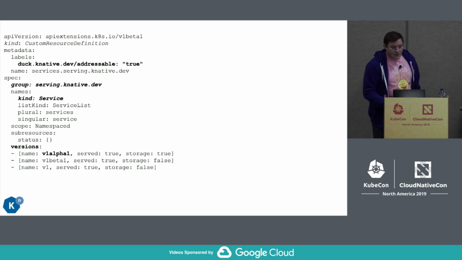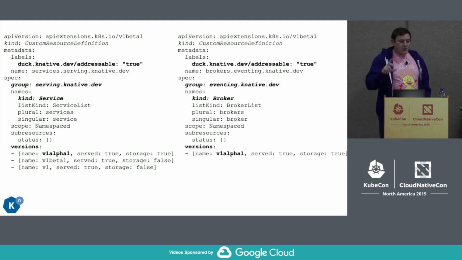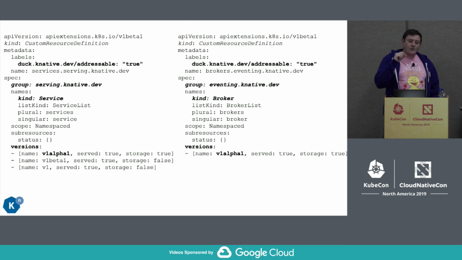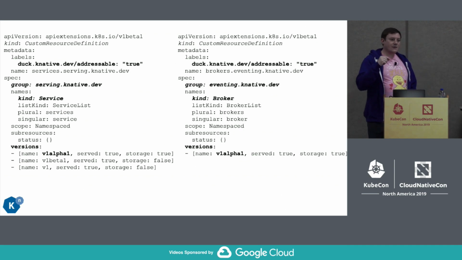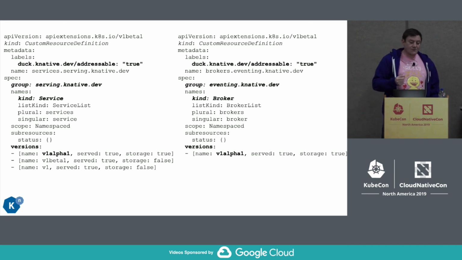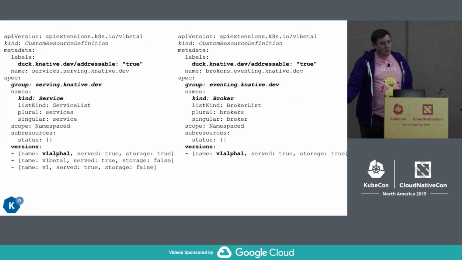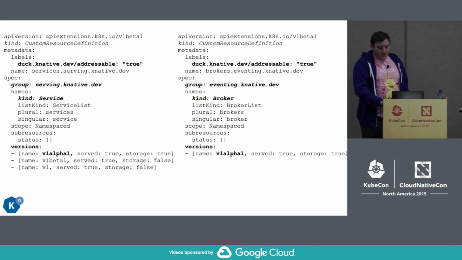So in Knative, we've been labeling our custom resources with the duck type that they implement. So in this case, serving implements addressable, like Matt was just showing. There's also an object called a broker. It's also addressable. So we can label it that the duck type is addressable.